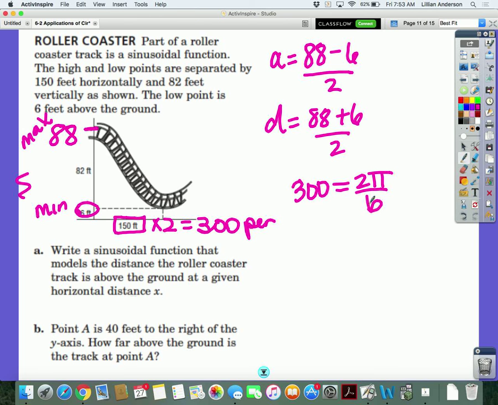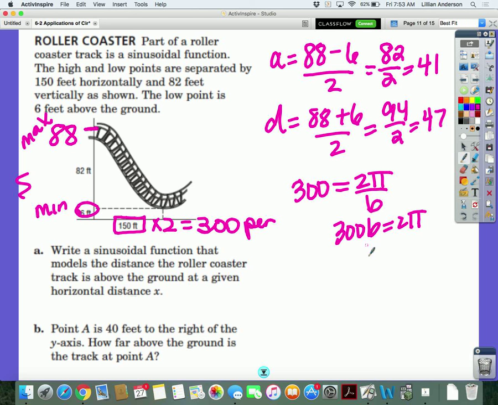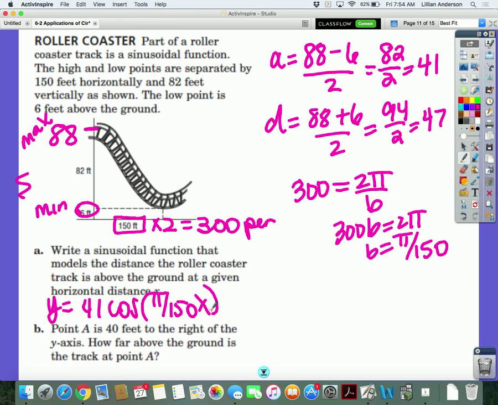If we solve these few things, this one would have been 82 divided by 2, which is 41. This one should have been 94 divided by 2, which would have been 47. And this one should have been 300b equals 2 pi, so b should have been pi over 150. So the equation you should have gotten is y equals 41 cosine of pi over 150 x plus 47. That should have been your equation.